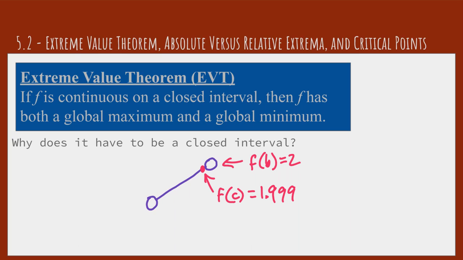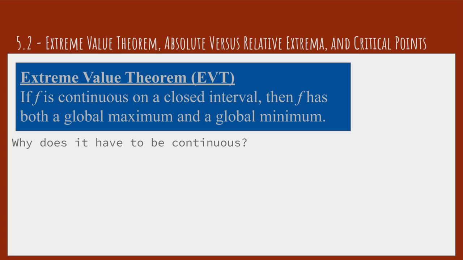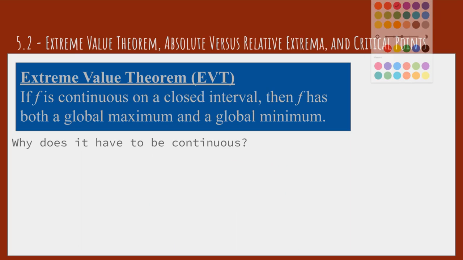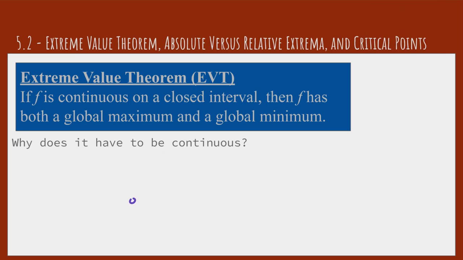Likewise, if we go to the left on this one, we can see that it wouldn't have an absolute minimum for the same reason. Next question, why does it have to be continuous? Well, let's draw another picture here, and this would be a counterexample to saying that it doesn't have to be continuous. I'm going to draw one with an asymptote in here. In fact, I'm going to make the function defined at every point.